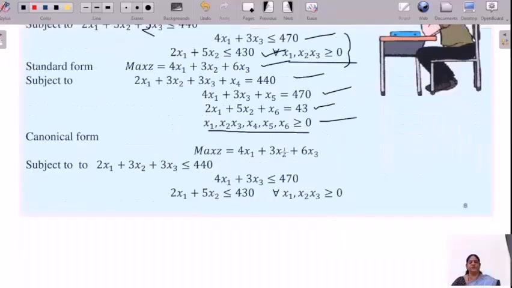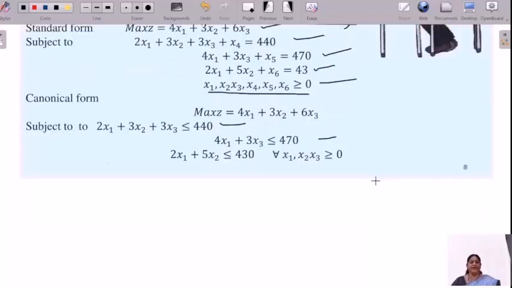Similarly, for the canonical form, the inequalities are in the standard form. Canonical form inequalities are of less than or equal to type. Therefore, no need to add a new variable.